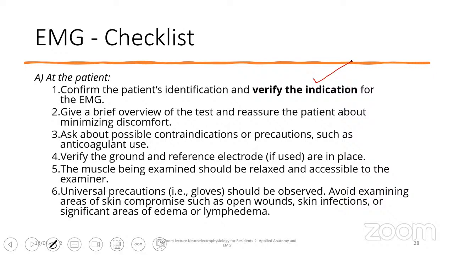and ask about the possible contraindications and precautions such as anticoagulation. If they are using it, then there will be a lot of bleeding, so you should stop before you plan your EMG. And the most important is verify the ground and the reference electrodes if they are in place. The muscle being examined should be relaxed and accessible to the examiner. And of course, there are universal precautions. The gloves should be worn.